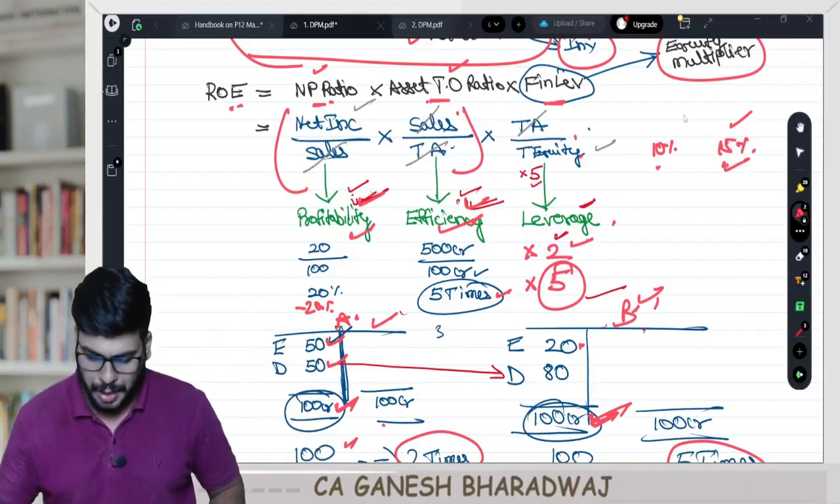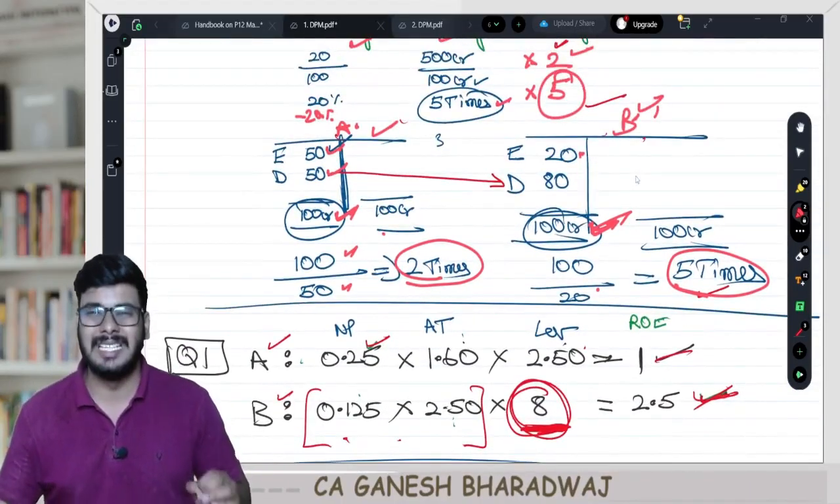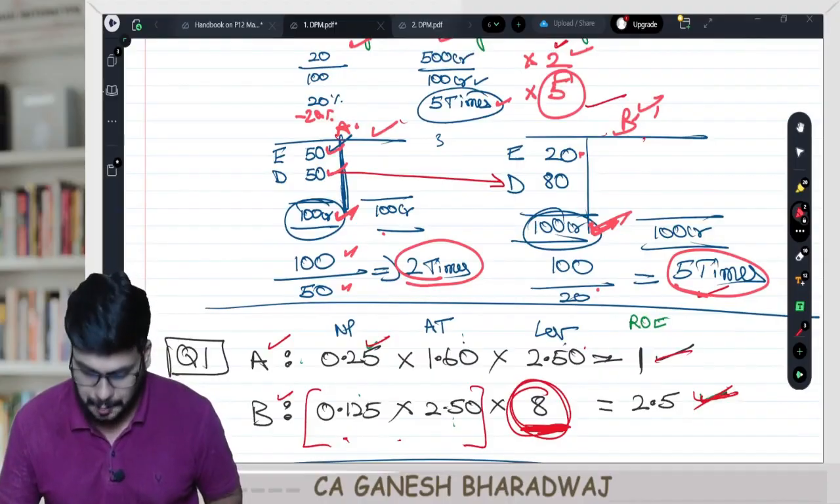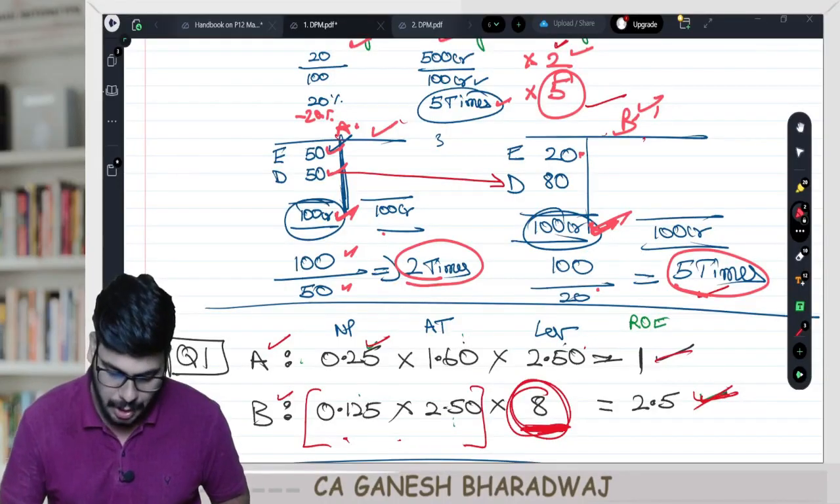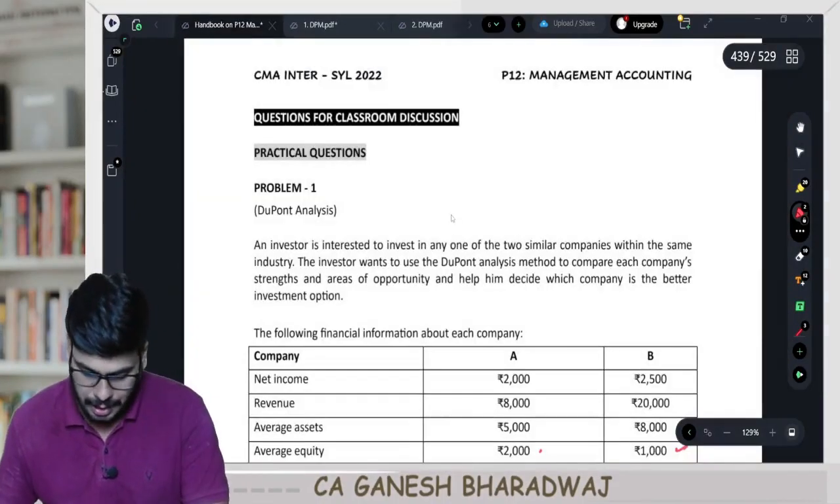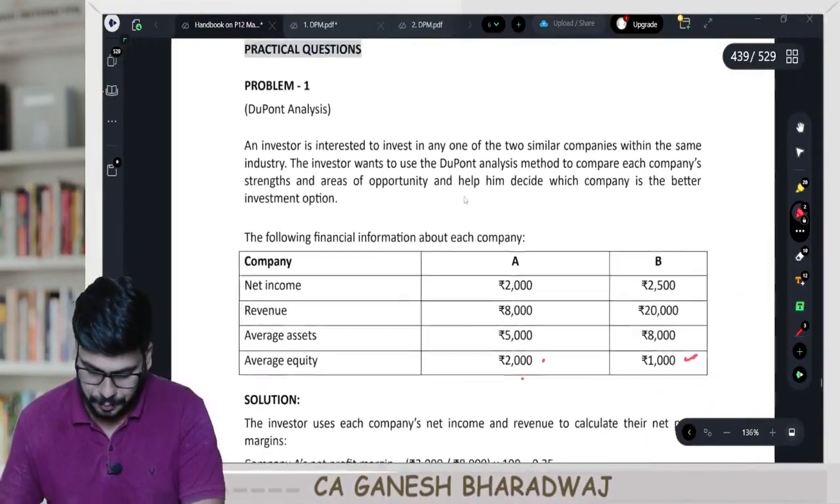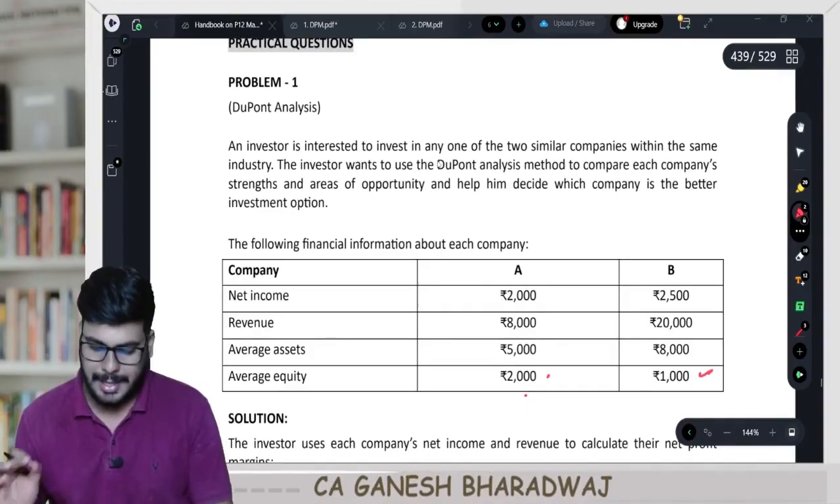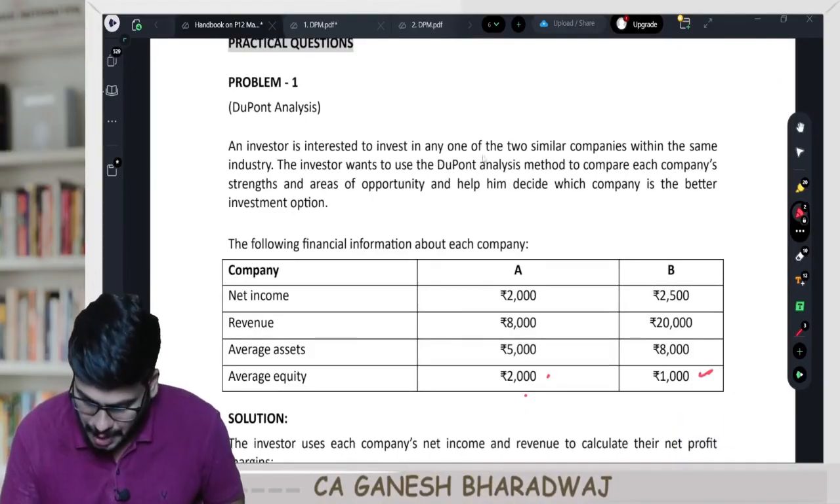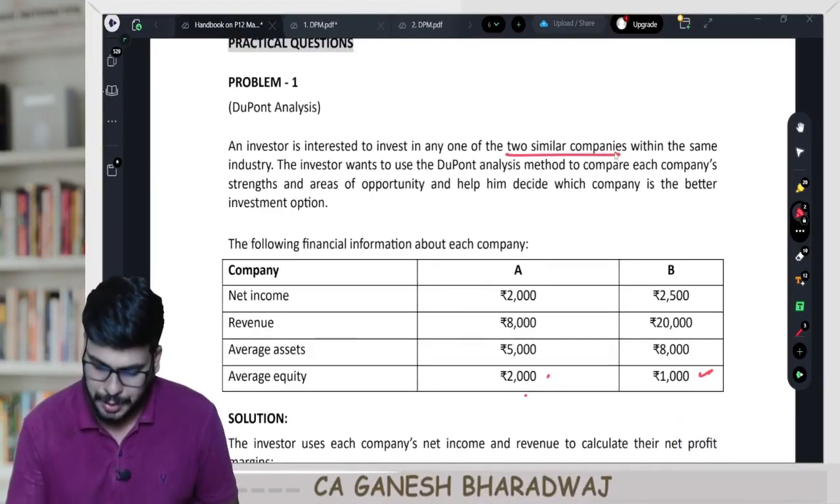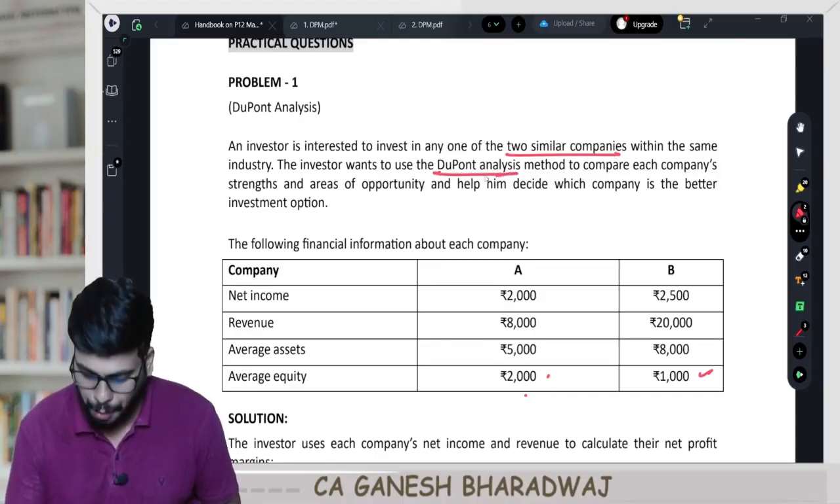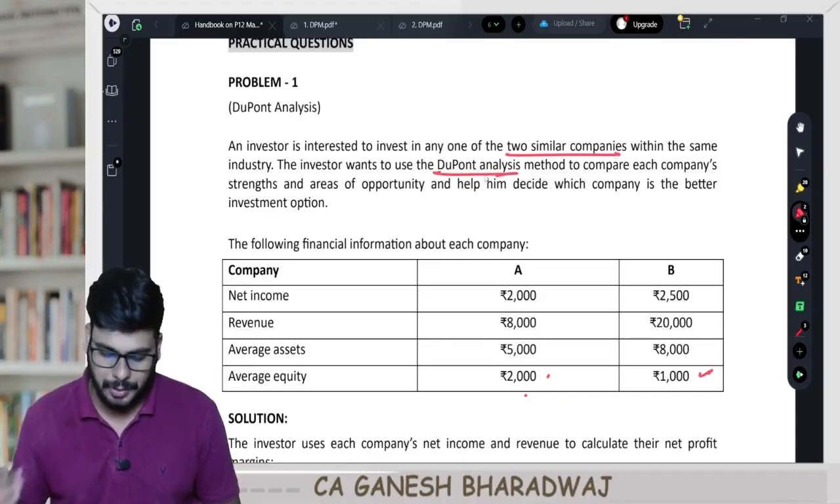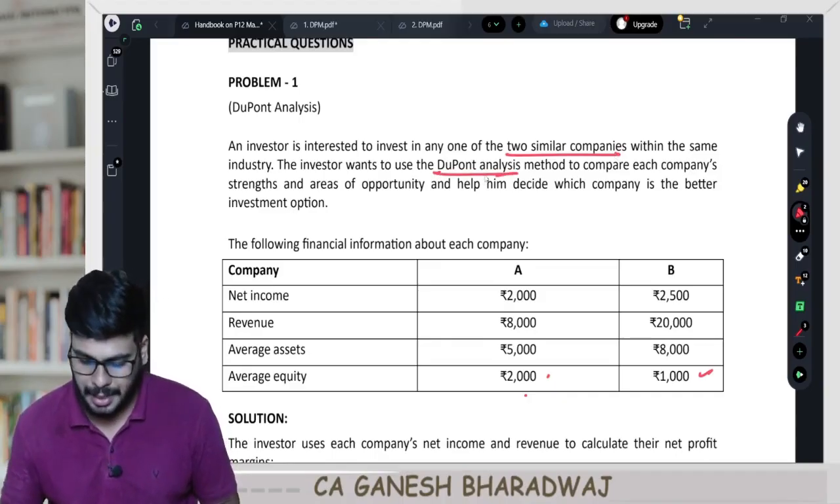Now, let us do one numerical problem in this regard. This will clearly tell us what this particular concept is trying to convey. Clear with this, guys? Now, let's get started. This is question number 1. Now, what have they mentioned? An investor is interested to invest in any one of two similar companies within the same industry. The investor wants to use the DuPont analysis method to compare the companies' strengths and areas of opportunity and help him decide which company is better.